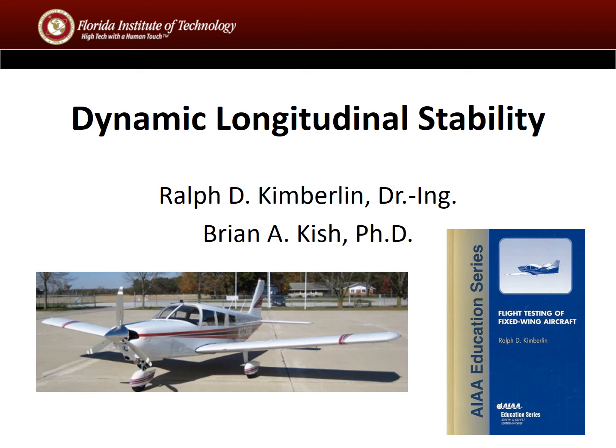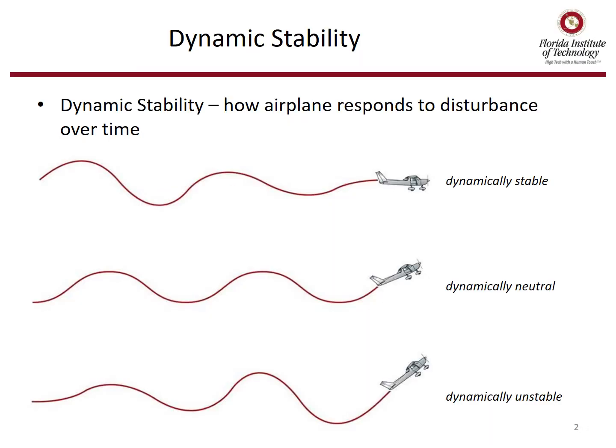We'll now cover dynamic longitudinal stability. The information for this topic can be found in chapters 22 and 23 of the book. Recall that static stability was the initial tendency to return to trim after a disturbance. Dynamic stability, on the other hand, is how the airplane responds to the disturbance over time.